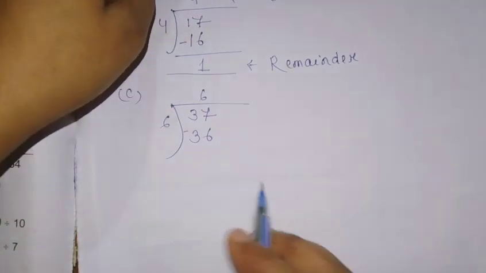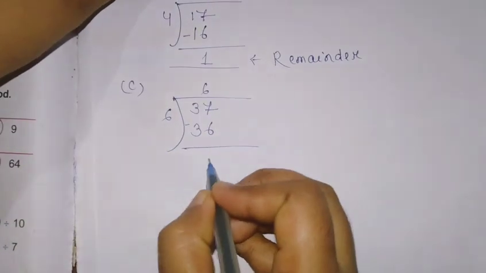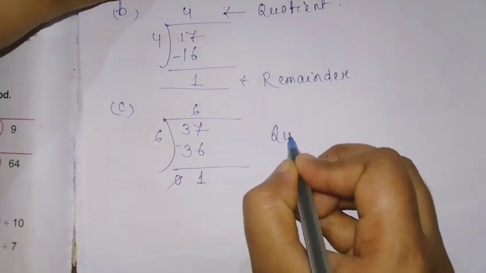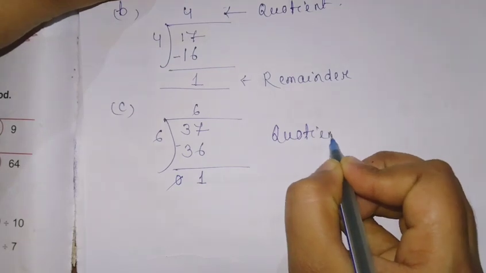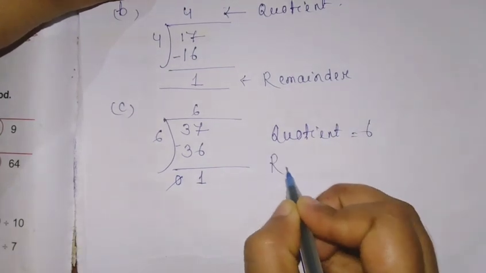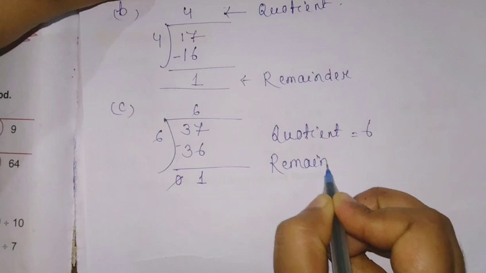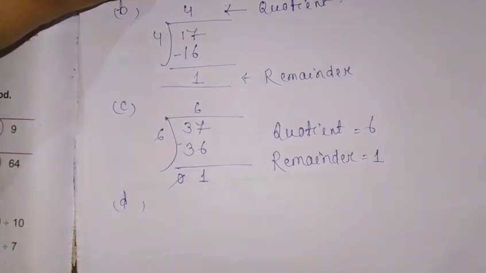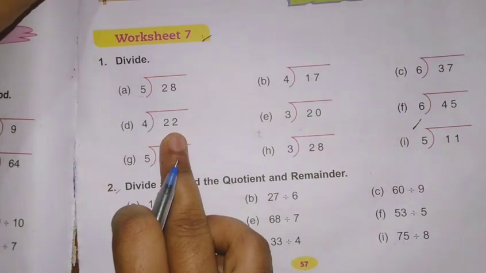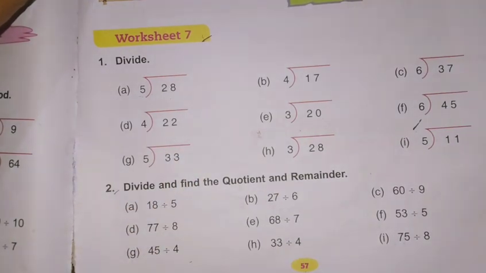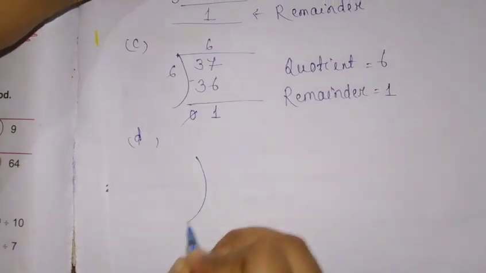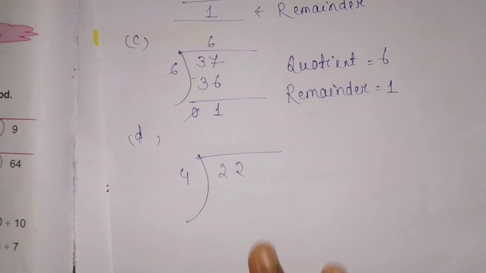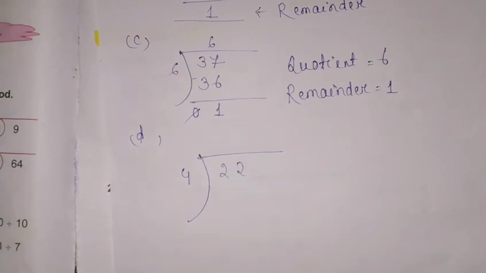Then subtract the product from the dividend. 7 minus 6 equal 1, 3 minus 3 equal 0. Here quotient is 6 and a remainder 1. Then another point D. 22 divided by 4. First, we recite the multiplication table of 4 till we get 22.